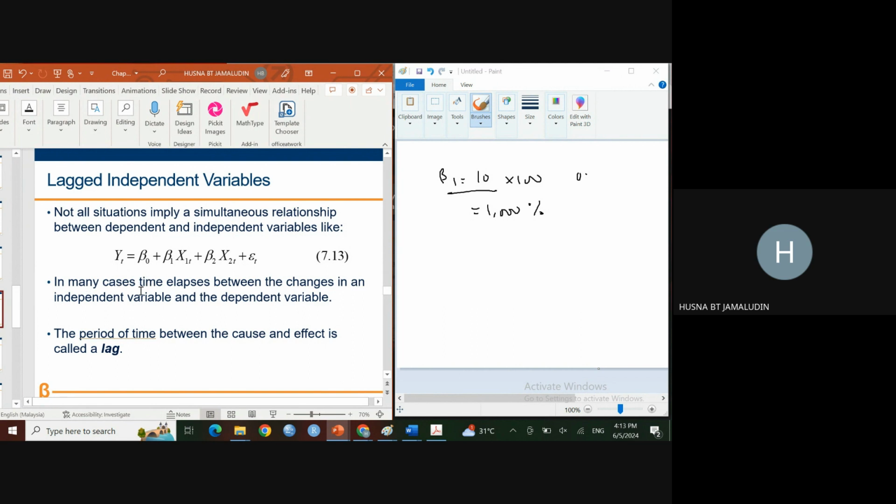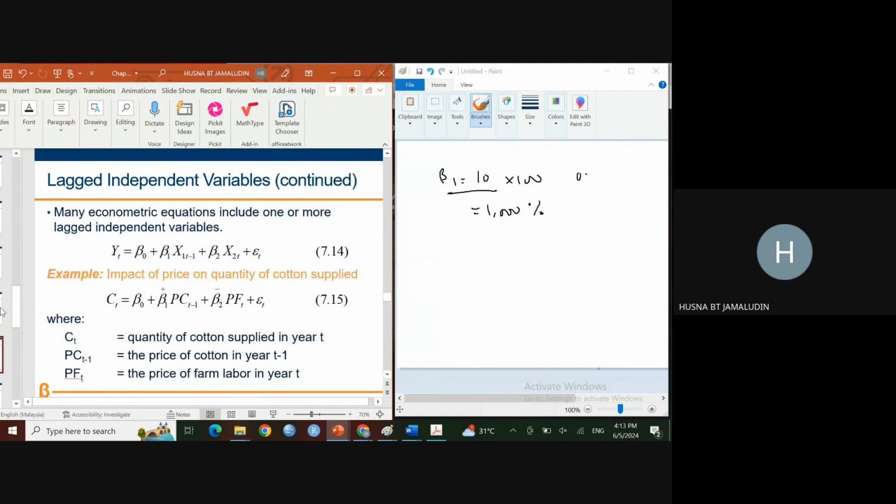So in many cases, time elapses between the changes in an independent variable and the dependent variable. As I mentioned to you, when your independent variable changes, the impact comes a bit later. That's why you call it lag. The period of time between the cause and effect is called a lag. So let's look at the example.